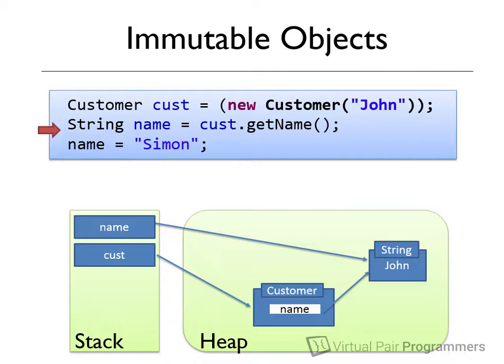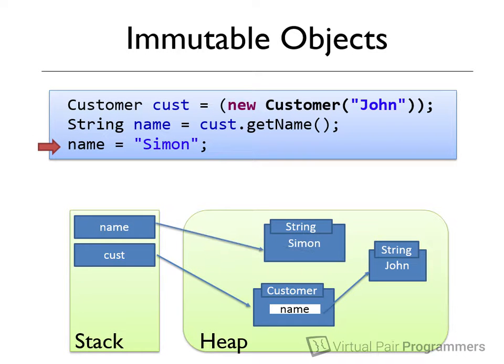But if we try and change the name, well, as we know, a new object is created on the heap to store the string Simon, and the reference for our name has been changed. But note that our customer object is still referencing the original string. So running this line of code to change the name has not changed this reference. It's not changed this value. We haven't, therefore, in this instance, had an escaping reference. And this will happen with any type of object which is being referenced, which is immutable.